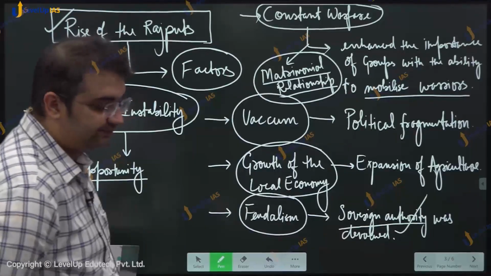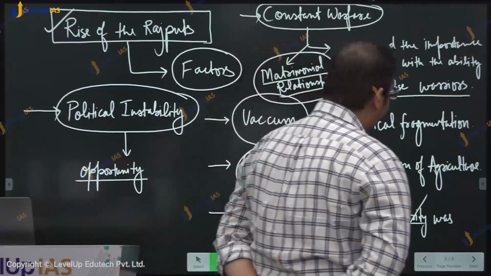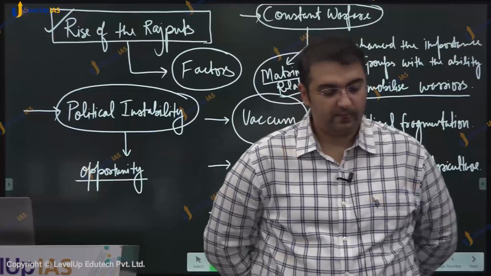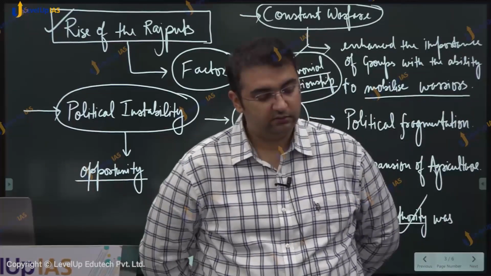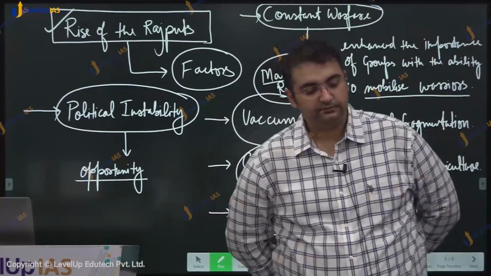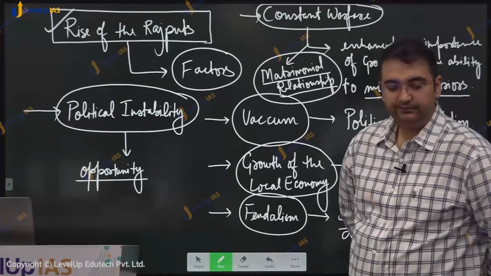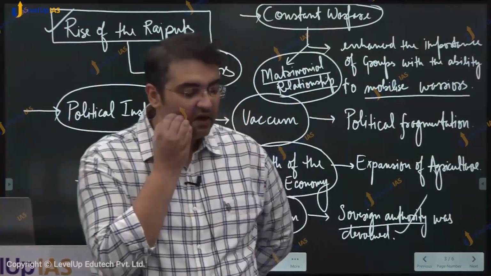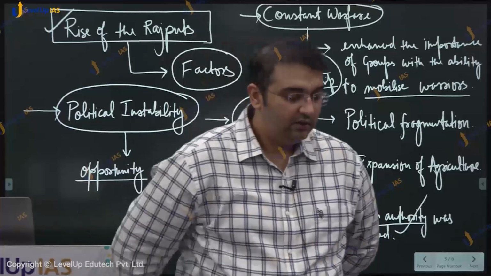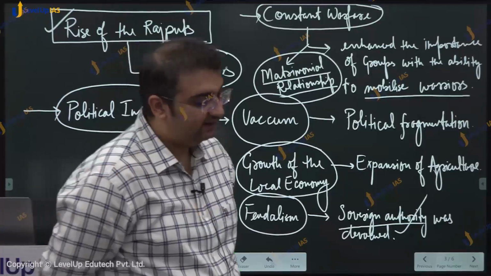Next, number 6. The growing feudalism of the age was also conducive to the expansion of Rajput authority, as they enjoyed remarkable autonomy within their estates.